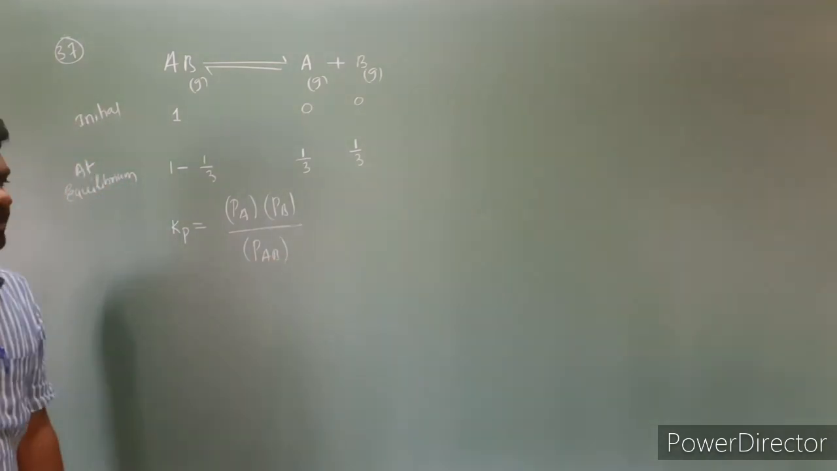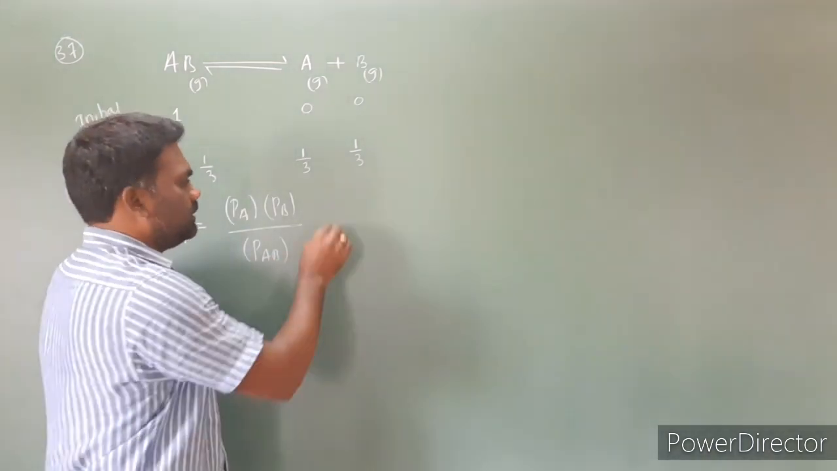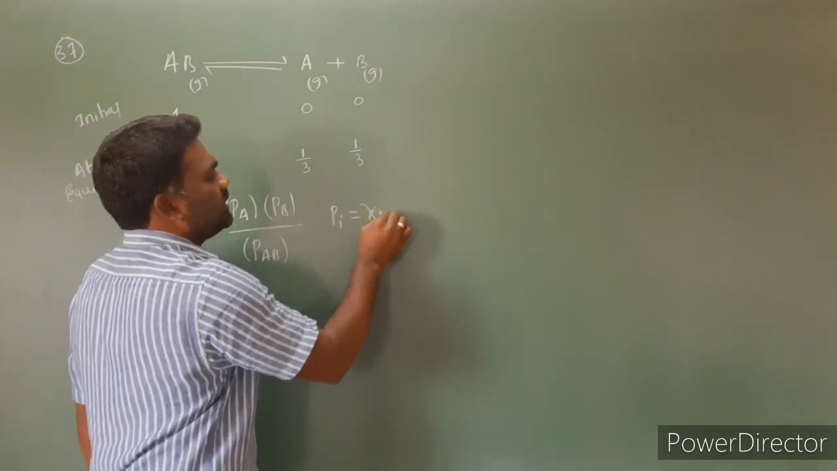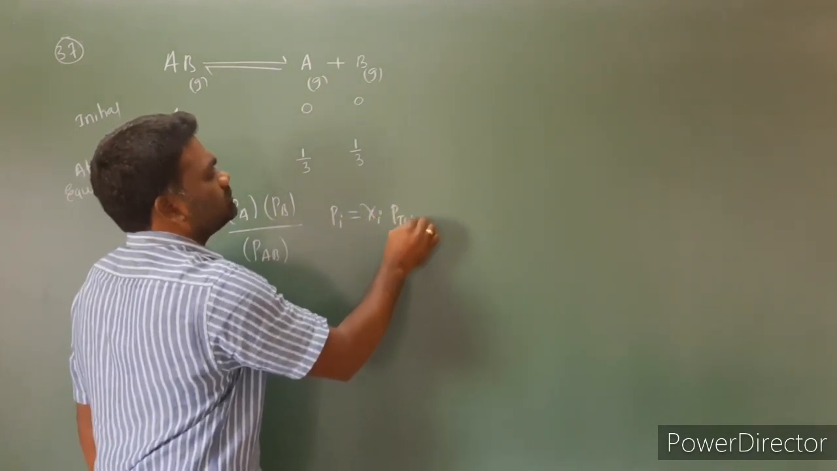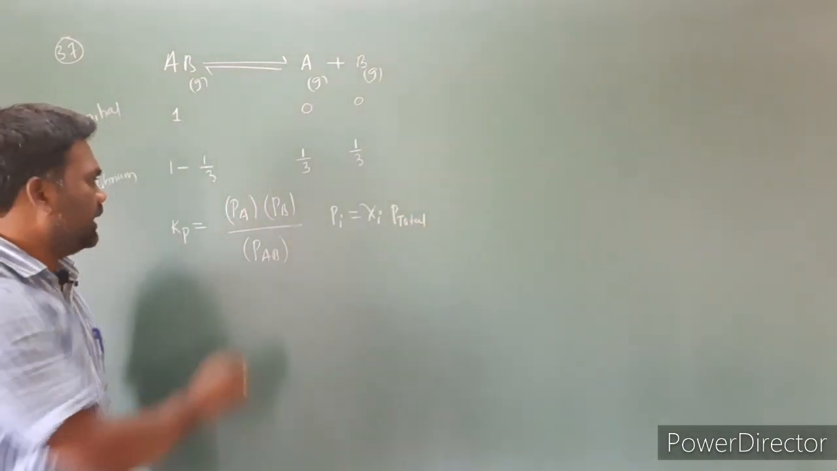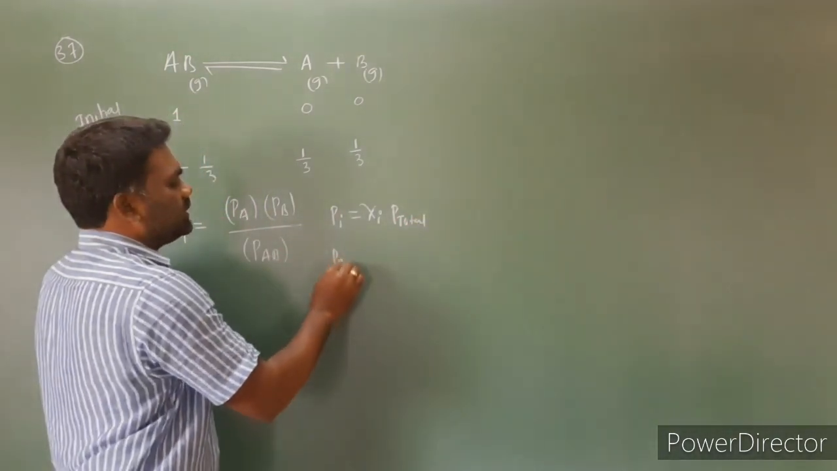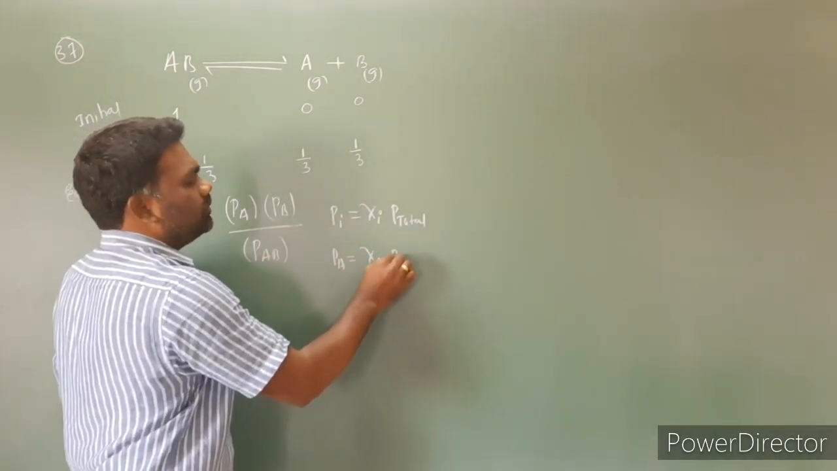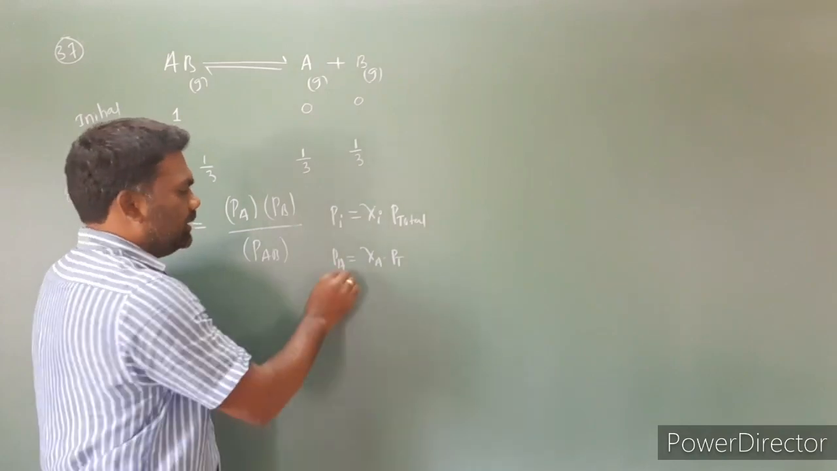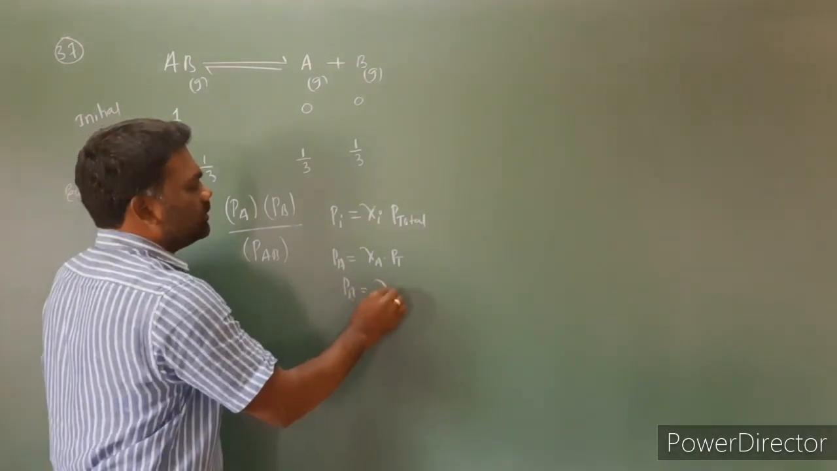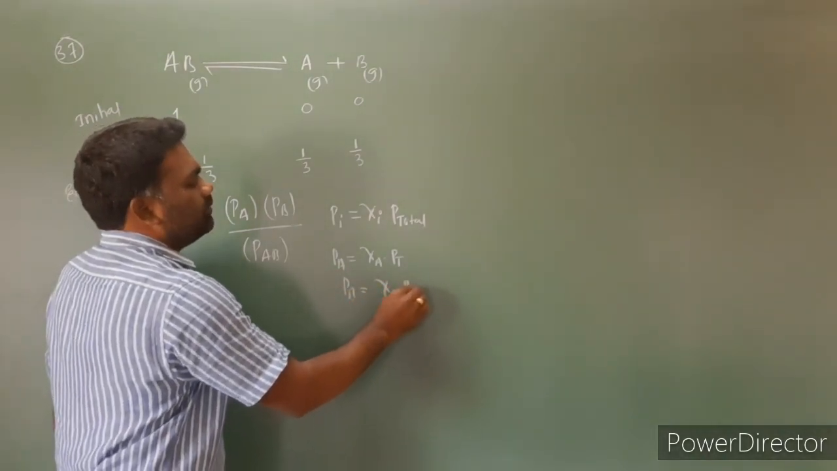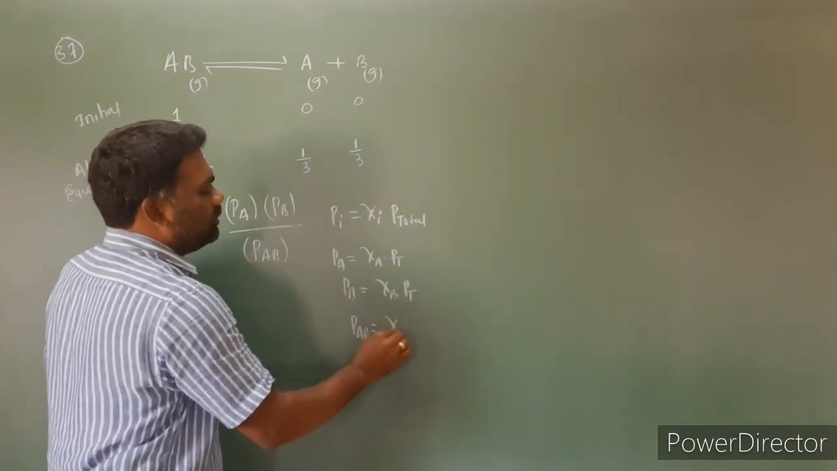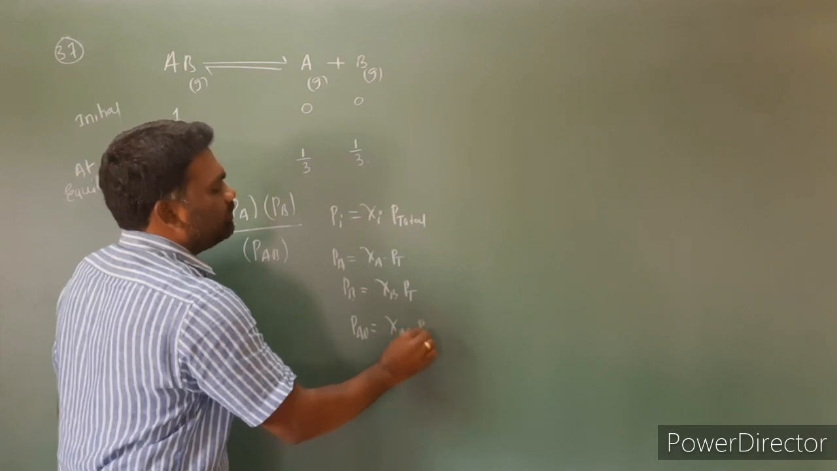Partial pressure of AB. According to Dalton's law, the partial pressure of the ith gas is equal to the mole fraction of the ith gas times P total. So the partial pressure of A is the mole fraction of A times P total, isn't it? Next, the partial pressure of B is the mole fraction of B times P total, isn't it? Then the partial pressure of AB is the mole fraction of AB times P total.